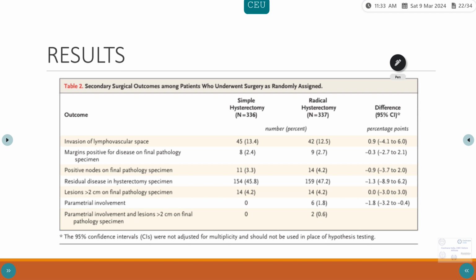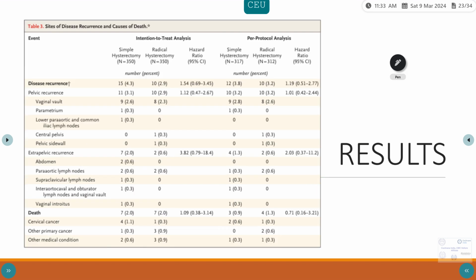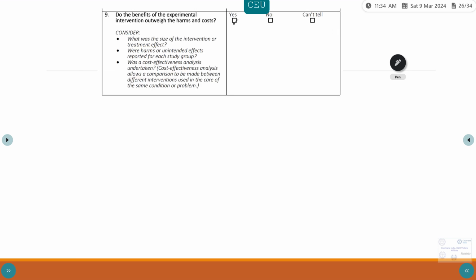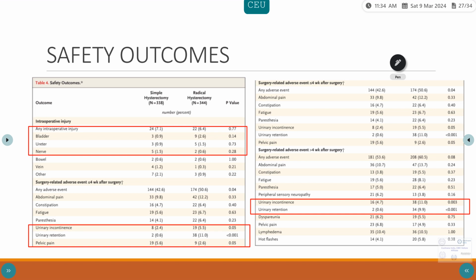Okay. Before that, sir, was the precision of the estimate of the intervention and treatment effect reported? Confidence interval was reported for all our outcomes. Do the benefits of the experimental intervention outweigh the harms and costs? So they have assessed for the safety outcomes. Here we see the intraoperative injury was slightly more in our intervention group than in our control group. But the only difference was the bladder involvement was less as compared to the intervention group.